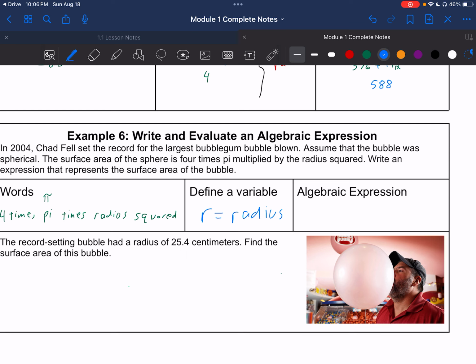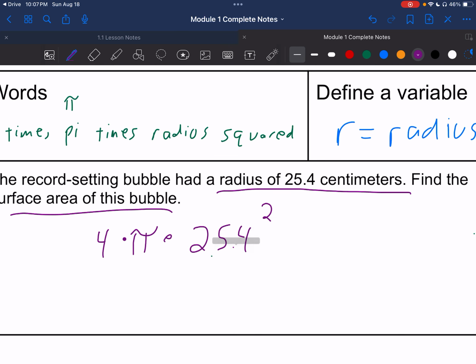So now we substitute in our values that we have, and we know that it is 4 times pi times the radius squared. 4 pi r squared. So the second part of this is the record-setting bubble had a radius of 25.4 centimeters. Find the surface area. So we have 4 times pi times 25.4 squared.